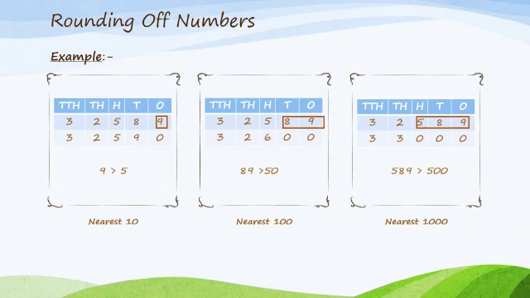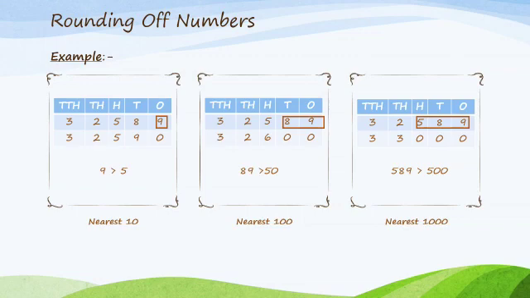If you have to round off this number to the nearest 100, look at the digits at the tens place. There is the number 8 at the tens place and 9 at the ones place. So 89 is greater than 50. So the nearest 100 is 600 and the number is 32,600 to the nearest 100.